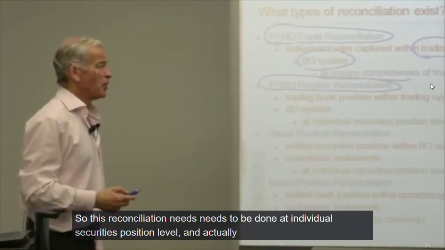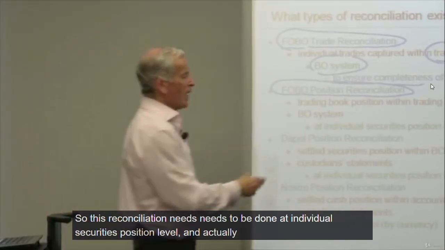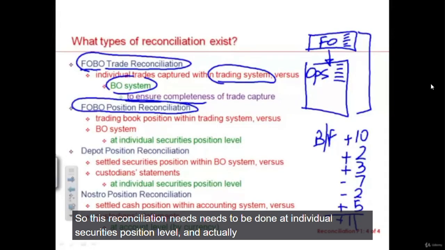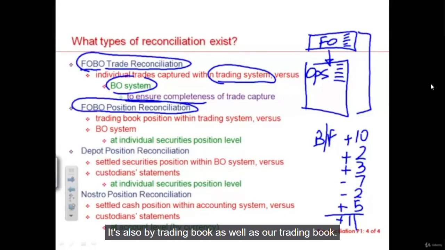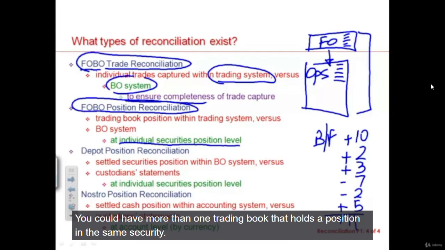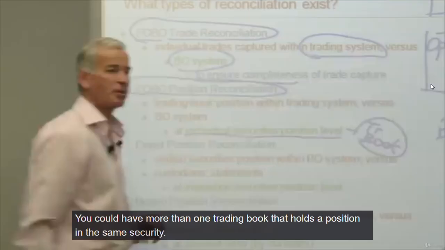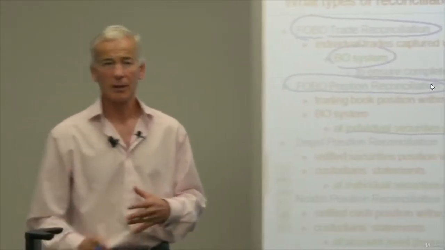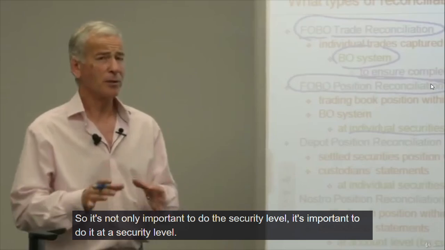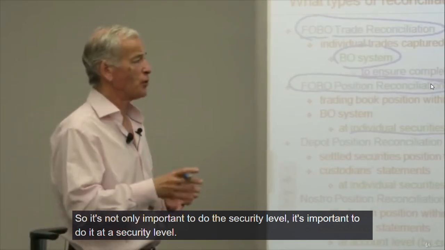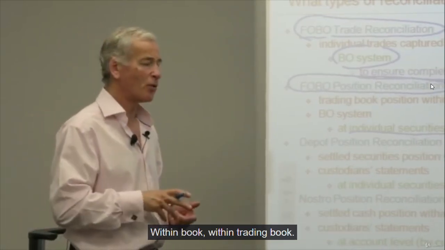So this reconciliation needs to be done at individual securities position level, and actually it's more than that, to be honest. It's also by trading book as well. Now a trading book, you could have more than one trading book that holds a position in the same security. So it's not only important to do the security level, it's important to do it at security level within book, within trading book.